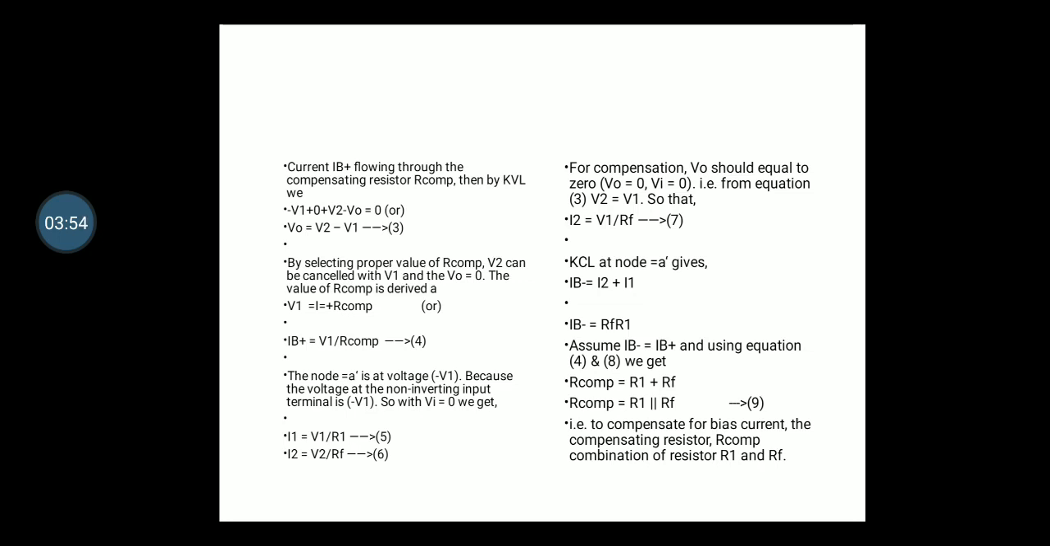So thus we can obtain current I1 and current I2. So the I1 current is V1 by R1 and I2 current is V2 by RF. KCL at node A gives, finally, the input bias current as V1 times R1 plus RF divided by R1 RF. Hence, the R compensation would be R1 parallel to RF. To compensate bias currents, R compensation should be equal to the parallel combination of resistors tied to the inverting terminal.